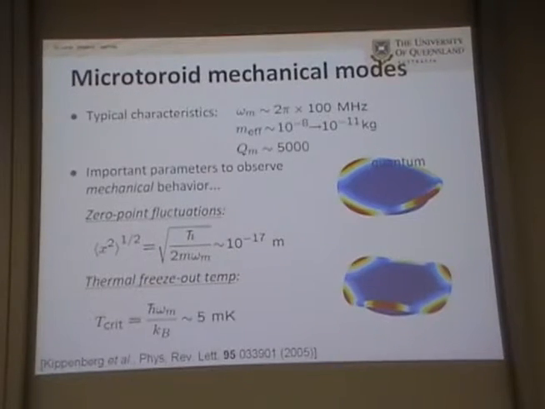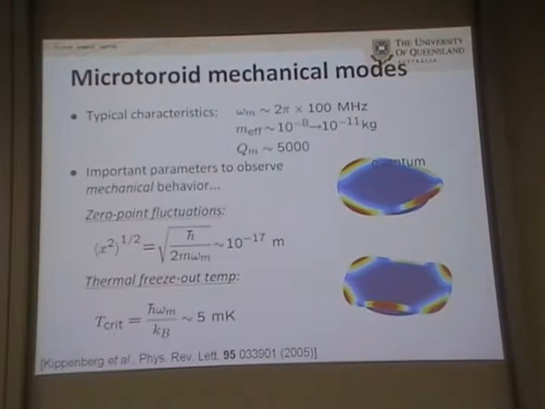Okay, so let's have a look at those criteria I talked about before. Typical characteristics for a microtoroid mode: the resonance frequency might be 100 megahertz, maybe a bit higher. The effective mass might be 10 to the minus 9 kilograms, something like that. And the Q might be, that's the quality factor, more like 50,000 mechanical Q. So if you start it ringing, it will ring 50,000 times before it damps out.